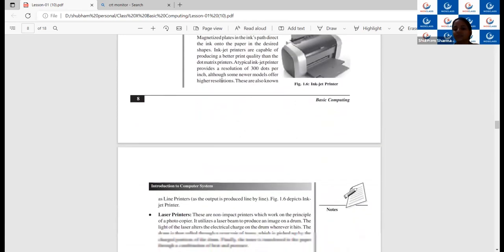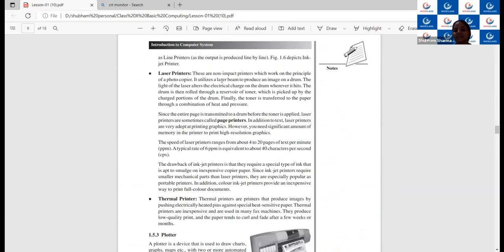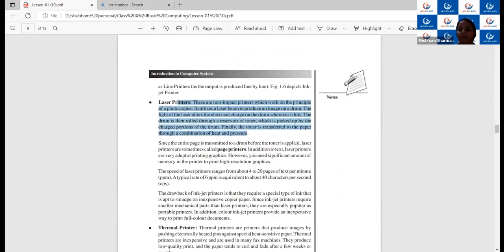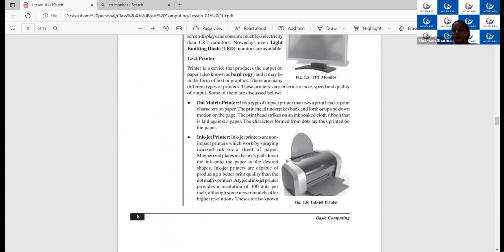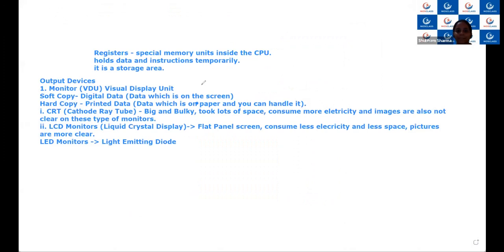Nowadays, the type of printer we use is basically the laser printer. The first one was the dot matrix printer. It's a type of impact printer. Now I'm telling you about these two terms. What is an impact and what is a non-impact printer?